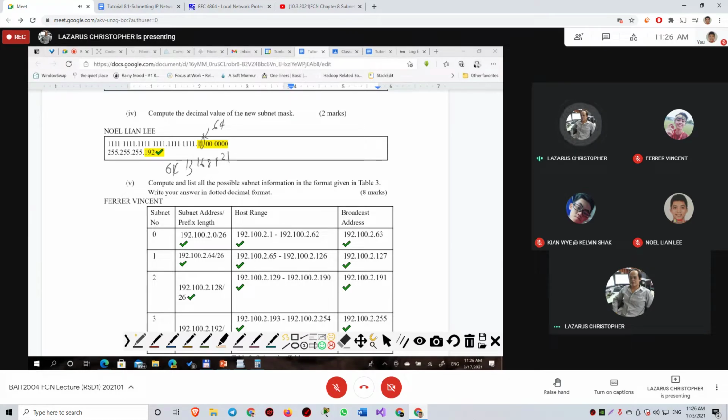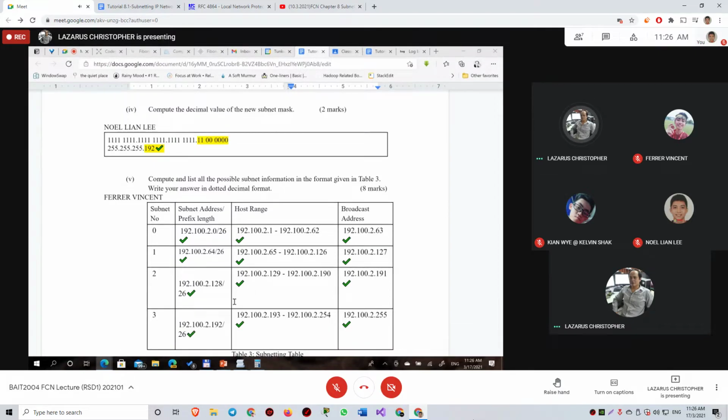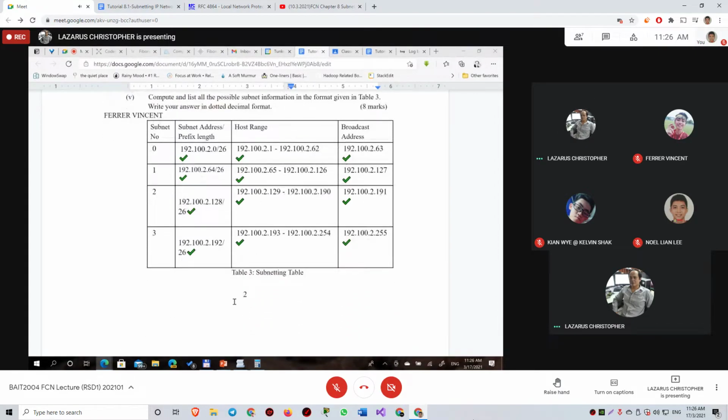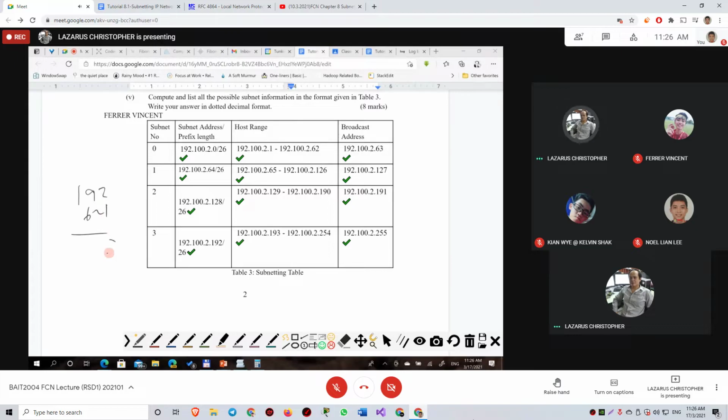So we always start with 0, plus 64 is 64, plus 64 is 128, plus 64 is 192. Plus another 64 goes beyond already, so there is no more. It's only 4 subnets, right? I was thinking of finding the next one, but there are only 4 subnets.